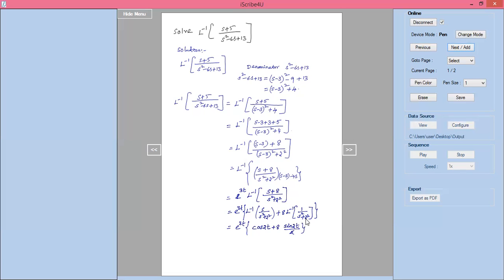Now 2 ones are 2, 2 fours are 8, so we'll write e power 3t into cos 2t plus 4 into sine 2t, which is the required solution of L inverse of s plus 5 divided by s square minus 6s plus 13.